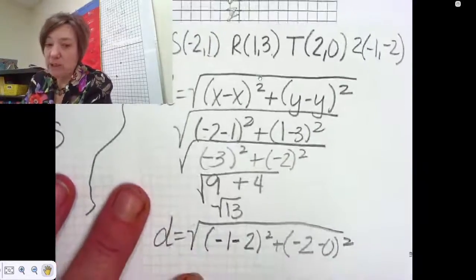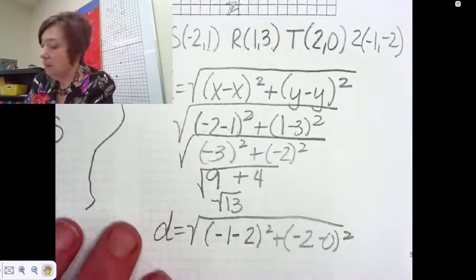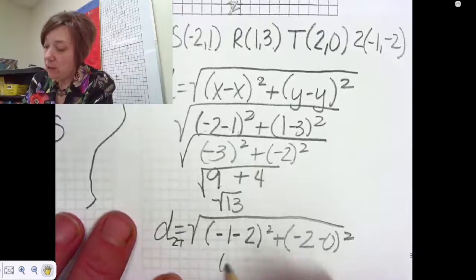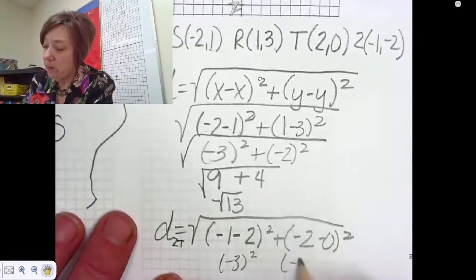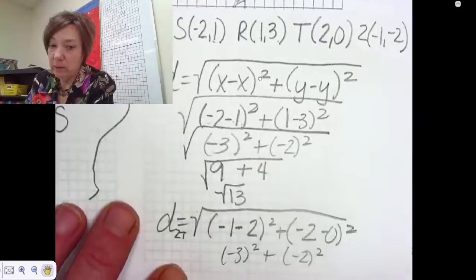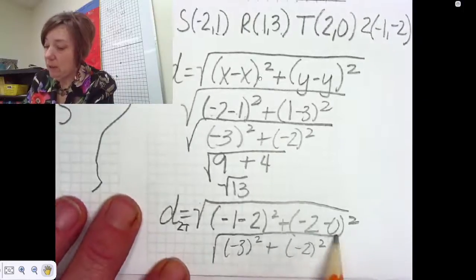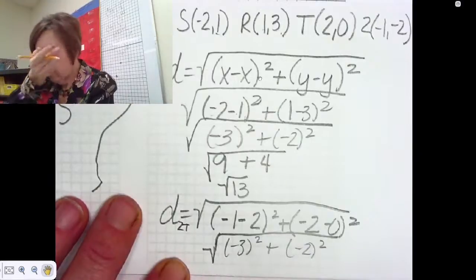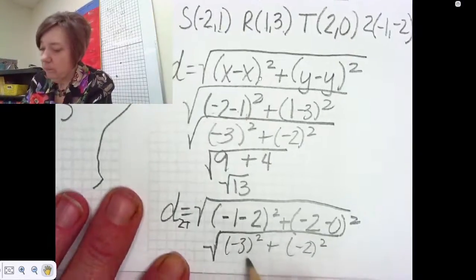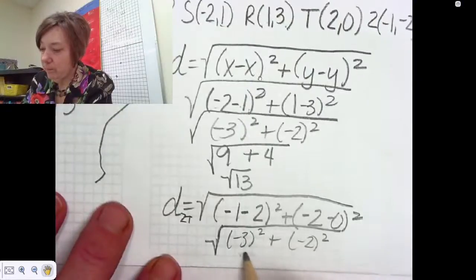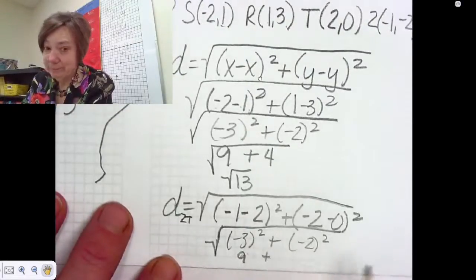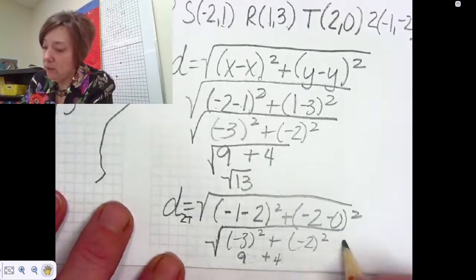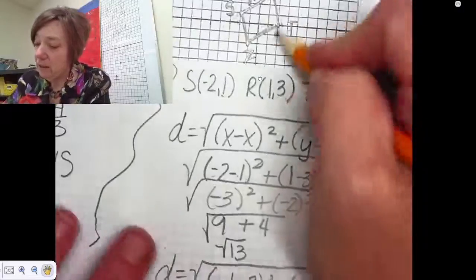So this is what your distance should look like on the second one, on ZT. We're finding the distance of ZT, right? So that's going to be -3 squared again, and -2 squared again. Sound familiar? What's -3 squared? Positive 9. And -2 squared is 4. What's 9 and 4? So it's going to be square root of 13 again.